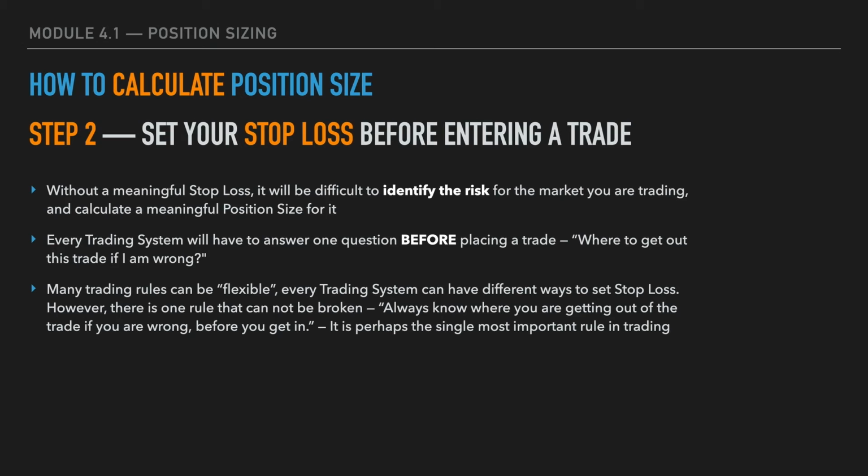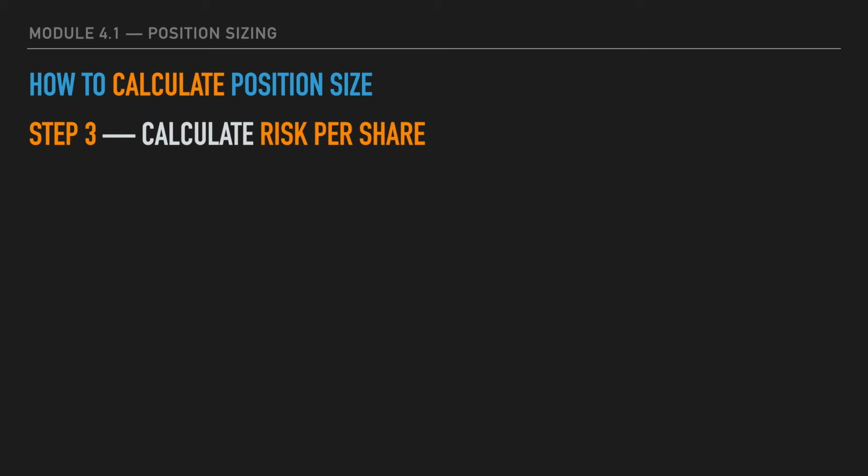Many trading rules can be flexible. Every trading system can have different ways to set stop loss. However, there's one rule that can never be broken, which is always know where to get out of the trade if you are wrong before you get in this trade. It is perhaps the single most important rule in trading. In general, stop loss is more important than your entry point, and your profit target is probably the least important among these 3. Once you set up your stop loss, then we come down to step 3.